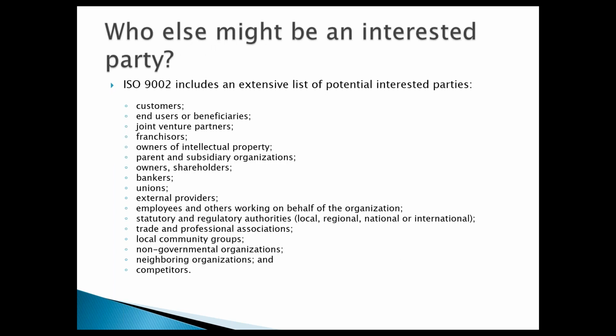So who else might be an interested party? Well, we had a partial list just a few minutes ago. Here's an even more exhaustive list from ISO 9000 itself. And as you can see, this touches on a lot of different areas: governmental organizations, statutory regulatory authorities, unions, bankers, intellectual property owners, franchisors, and so forth.